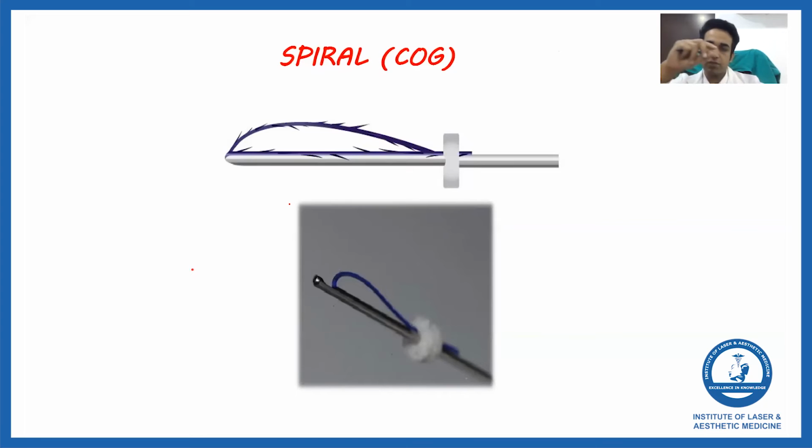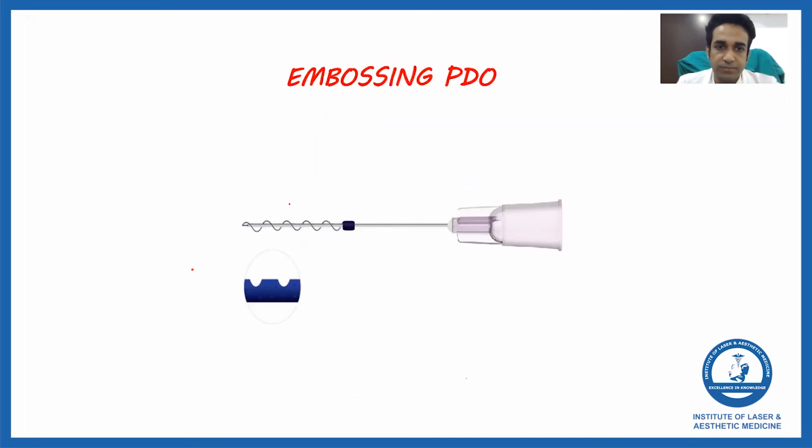So some cogs will be on this surface, some will be on this surface, so to say, the barbs will be 360-degree present. So wherever you are traversing through in the mass layer, it is going to hook onto something or the other. Sometimes it will hook onto fat, sometimes to the muscle, sometimes to the mass layer. So this is the advantage.